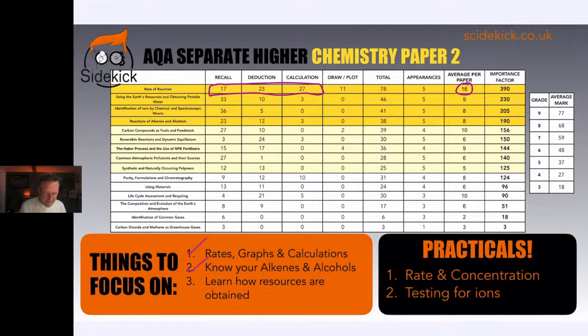Next up, alkenes and alcohols. Know that: 23 marks, so that's an average of 8 marks per paper. Make sure you know the reactions of alkenes and alcohols, because it's in every year and it's going to be easy marks if you learned it.